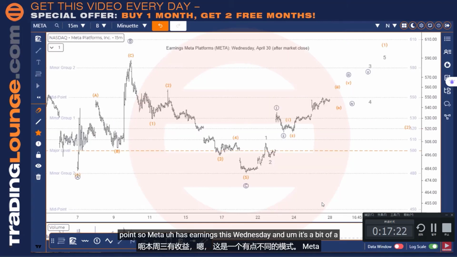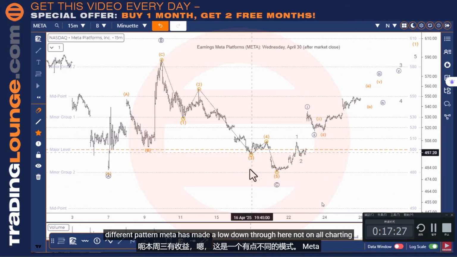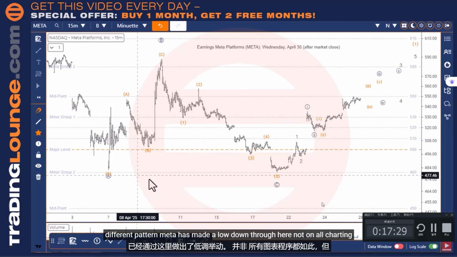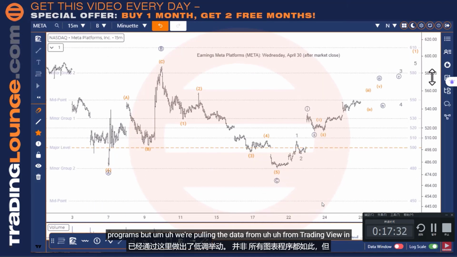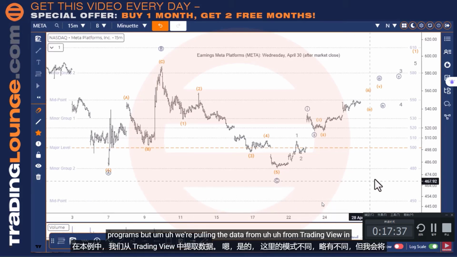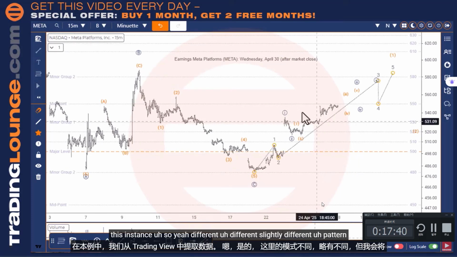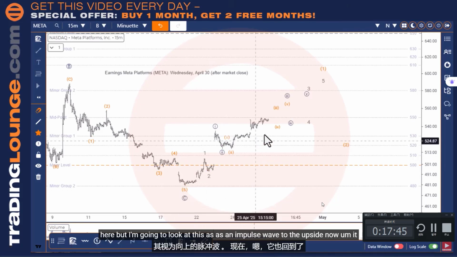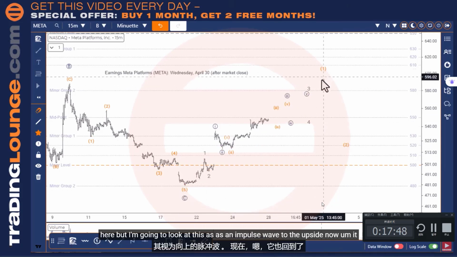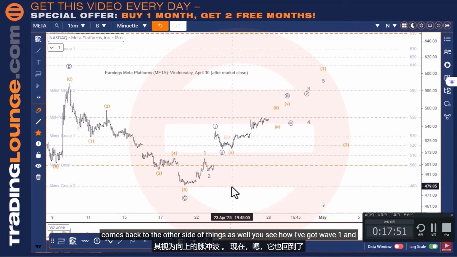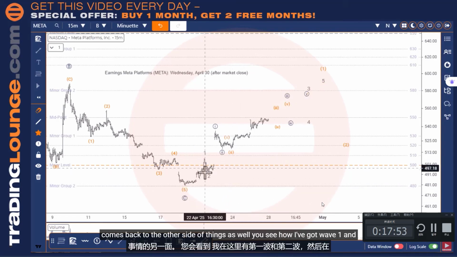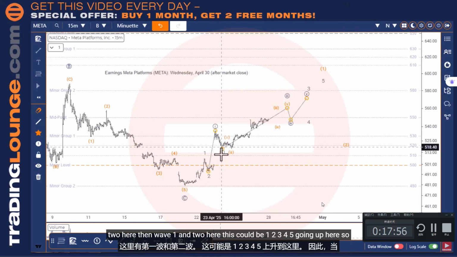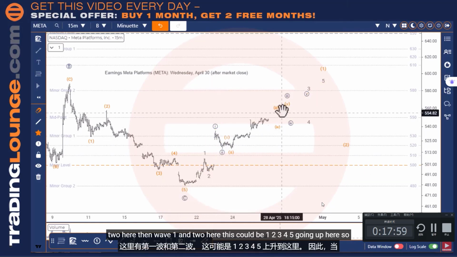So Meta has earnings this Wednesday, and it's a bit of a different pattern. Meta has made a low down through here, not on all charting programs, but we're pulling the data from TradingView in this instance. So yeah, slightly different pattern here. But I'm going to look at this as an impulse wave to the upside. Now it comes back to the other side of things as well. You see how I've got wave 1 and 2 here, then wave 1 and 2 here. This could be 1, 2, 3, 4, 5 going up here.